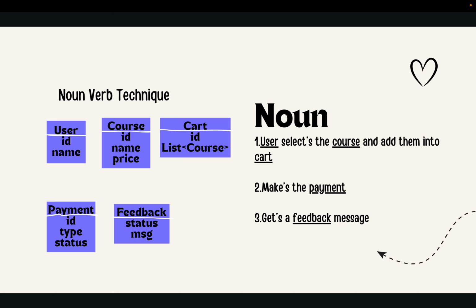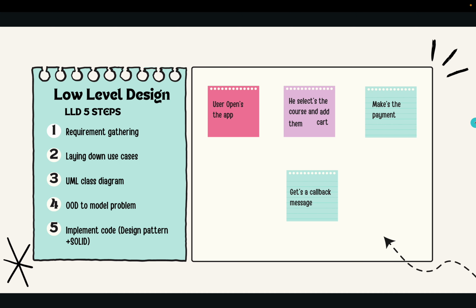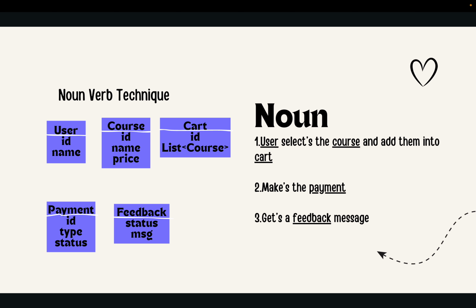First, find all the nouns in our use cases. On the previous slide, we laid down all the use cases. For the simplicity of the video, I made the use cases very small. Based upon your requirement, they can be more critical and sophisticated, but for the simplicity, I'm using this. So first understand that we have to find out all the nouns from the use cases.